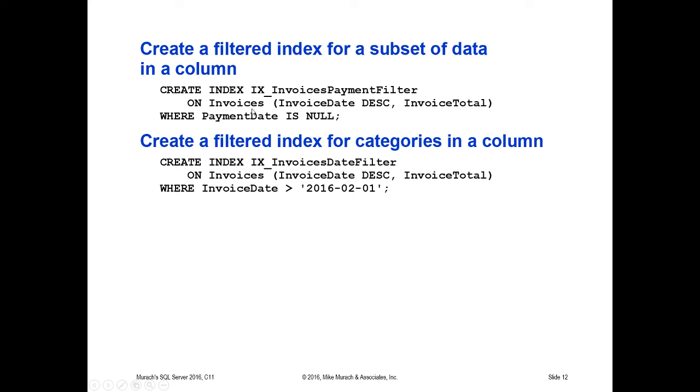This index is created for the invoices table on the invoice date in descending order and invoice total. But we only want those invoices that have not been paid yet, where our payment date is null. So this index will be very dynamic and only contain our unpaid invoices. Here's another one where we create an invoices date filter on that invoice date and invoice total for dates greater than a certain time. So we can do this to create indexes to speed up queries.